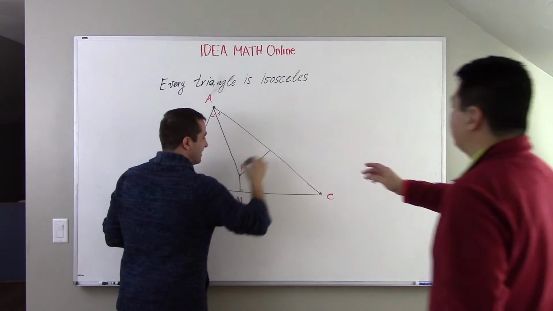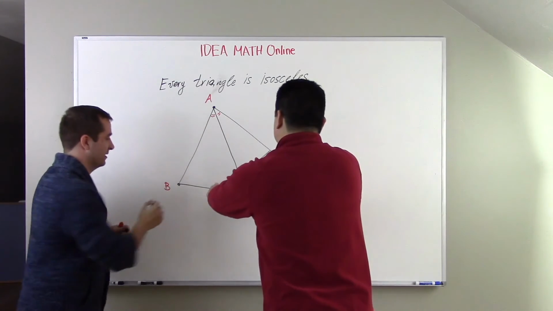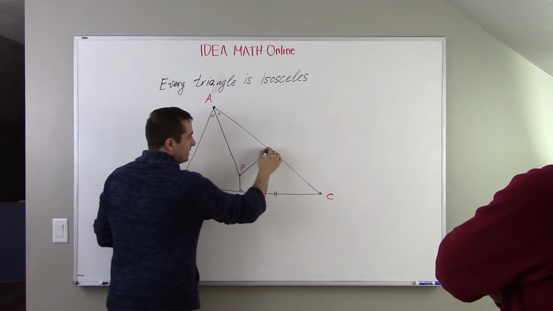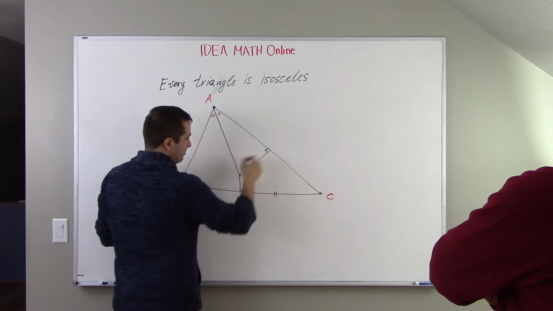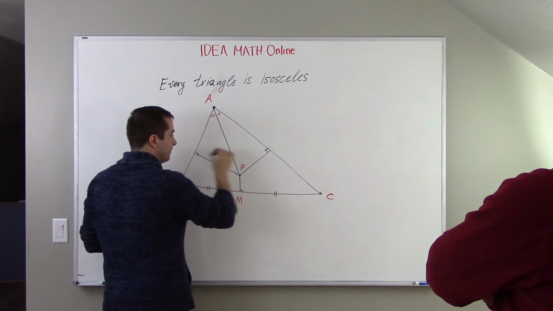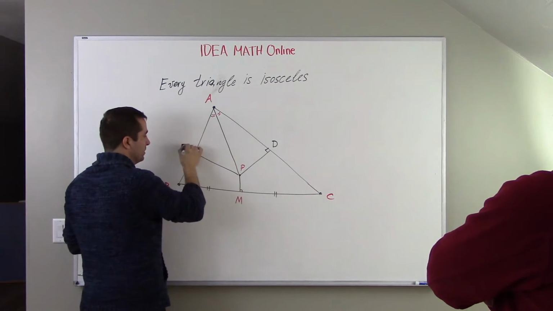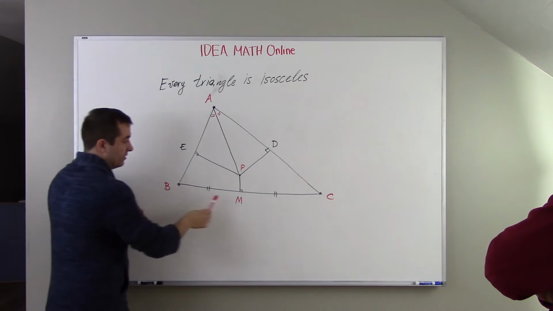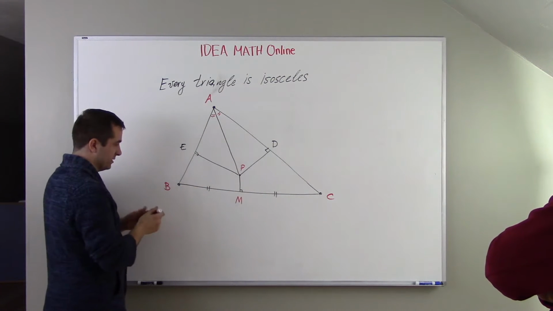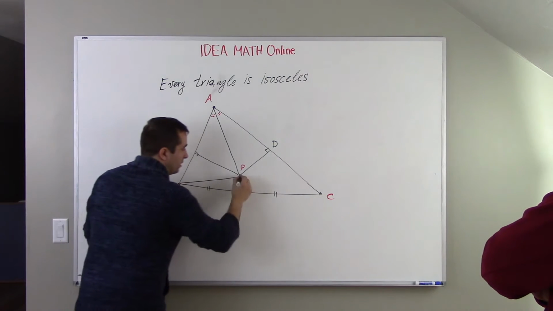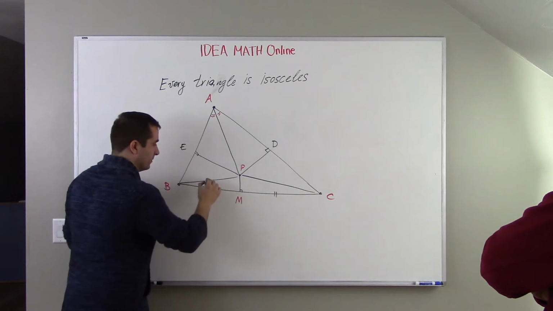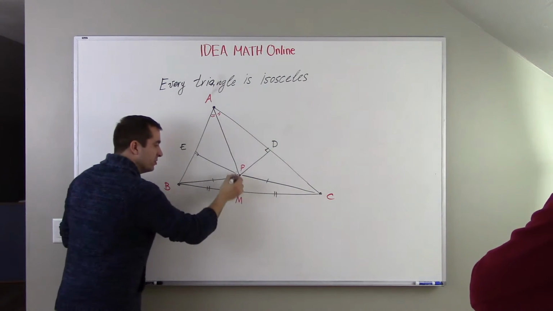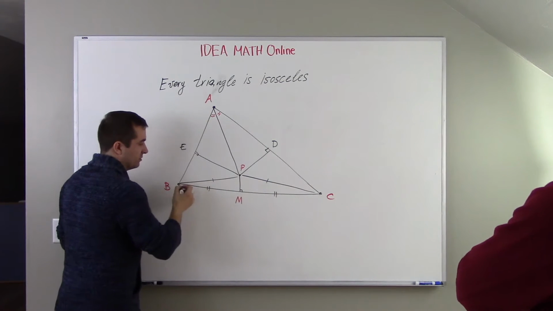Let's make a mark. It's a perpendicular bisector. So I can take the projections PE and PD. So this is point D, this is point E, right? Because MP is the perpendicular bisector, I know that BP is equal to CP. That's the meaning of perpendicular bisector. Every point on this line is equidistant.